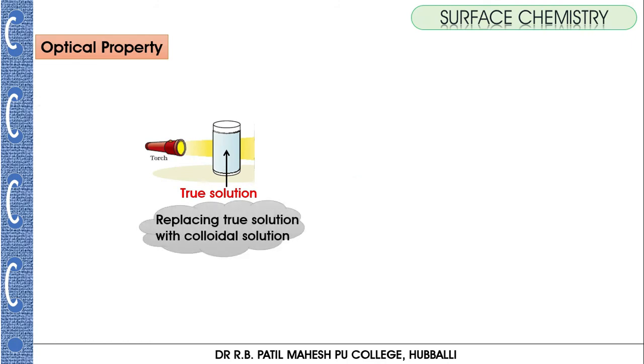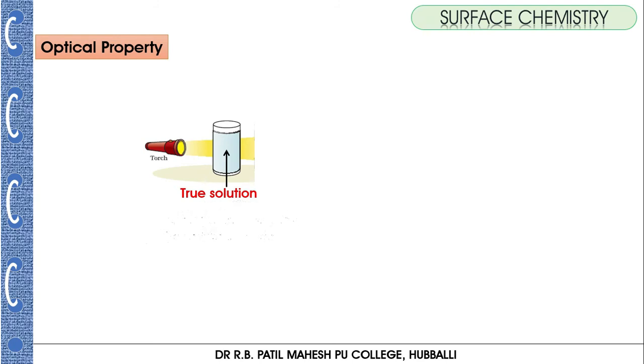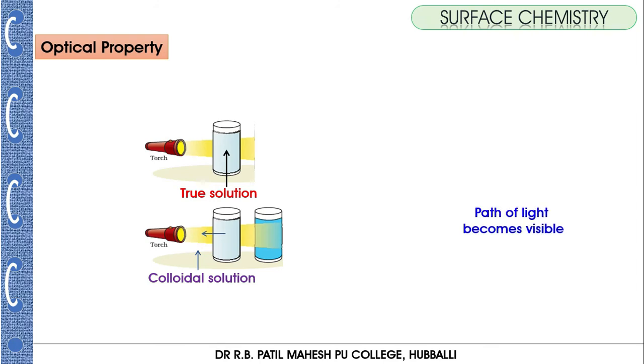Replacing the true solution by a colloidal solution now, what happens? We have taken a colloidal solution and we are passing light through that one. Now the path of the light is visible. The path of the light that passes through this colloidal solution is visible. I give you examples so that you can understand thoroughly. In a colloidal solution, the path of light becomes visible.